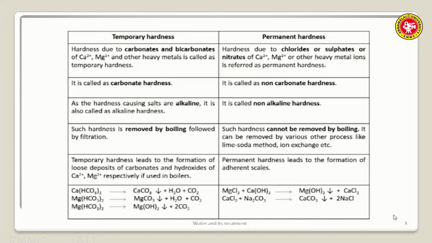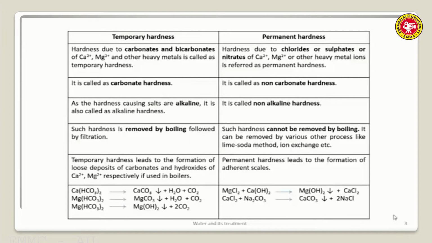Now, let us see which salts are responsible for producing temporary hardness. As I said, all the 8 salts, the carbonates, bicarbonates, chlorides and sulfates of calcium and magnesium, are responsible for hardness. Among these 8 salts, the 4 salts, namely carbonates and bicarbonates of calcium and magnesium, are responsible for temporary hardness. Hence, carbonates and bicarbonates are responsible for temporary hardness.